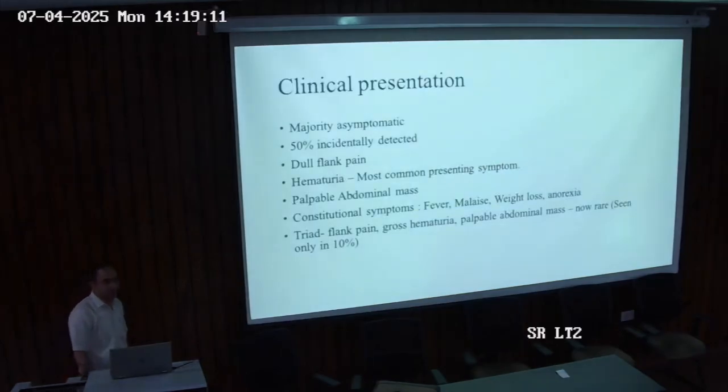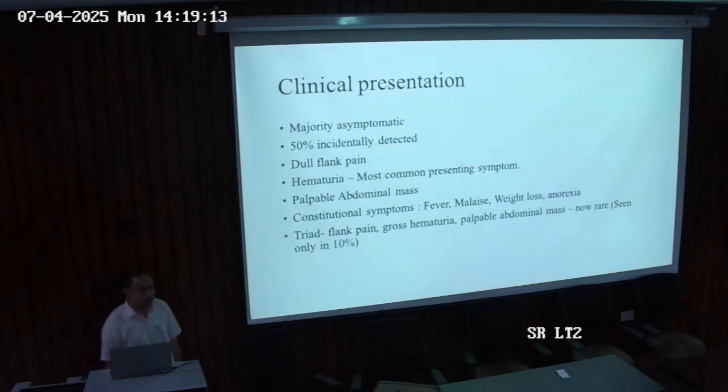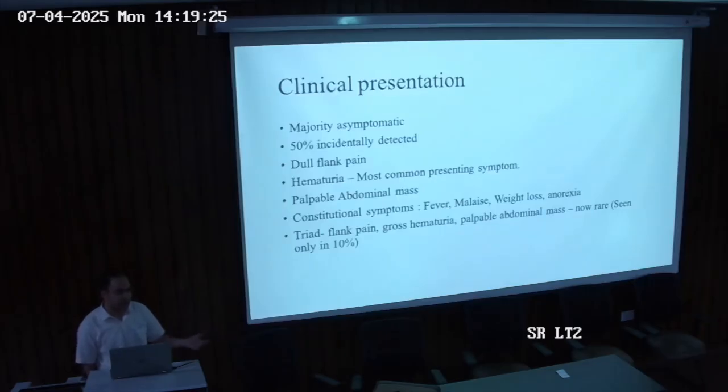Clinical features: the majority of patients are asymptomatic and incidentally detected. Incidentally detected means the patient went for routine screening of the abdomen, and ultrasound detected some renal mass. Patients can present with dull aching flank pain. Why? Because the tumor arises from the cortex, grows slowly in size, and stretches the renal capsule. Because of stretching of the renal capsule, the patient has dull aching flank pain.